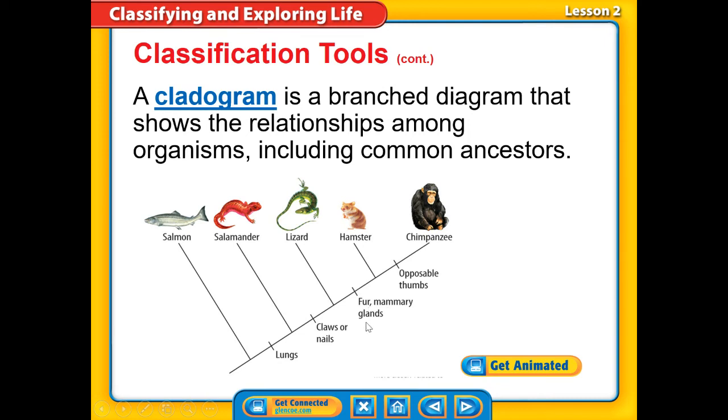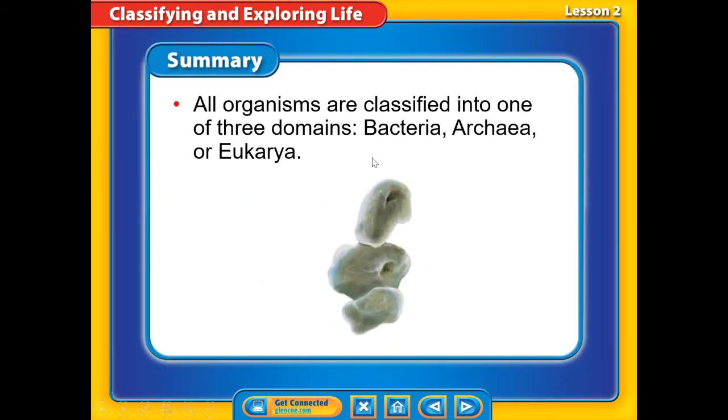Continuing up, if we're talking about fur and mammary glands, so those would be mammals, the lizard, the salamander, and the salmon do not have those features, but the hamster and the chimpanzee do because they've branched off after that characteristic is placed on the cladogram. And then the last one, the opposable thumb, only the chimpanzee has that characteristic in this cladogram. The others do not because they branched off after or before that trait was put into place. So that's the basics of the vocabulary for this lesson and also some examples.